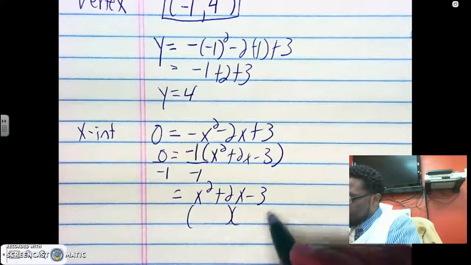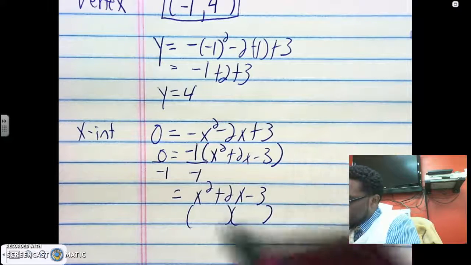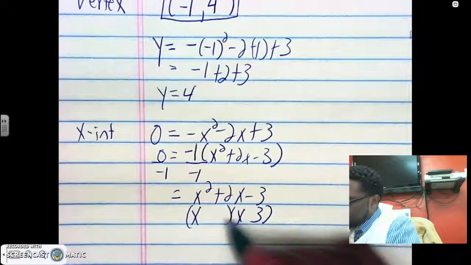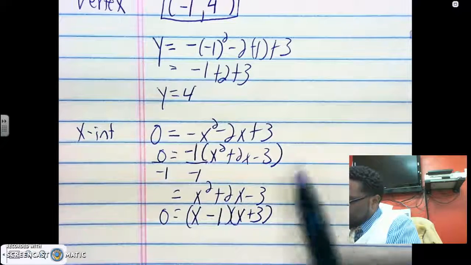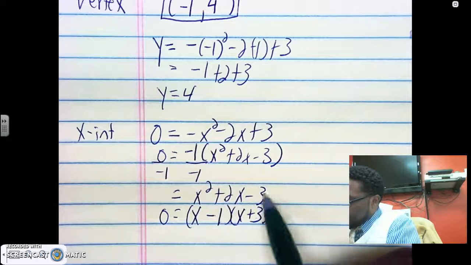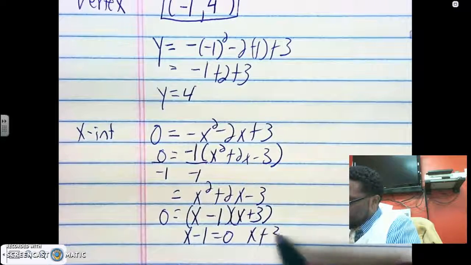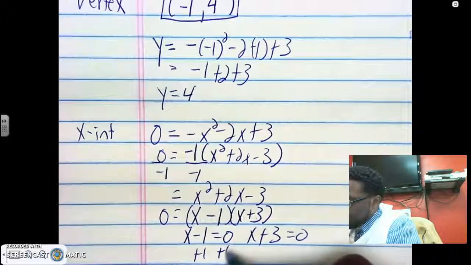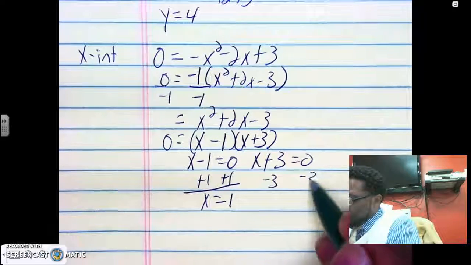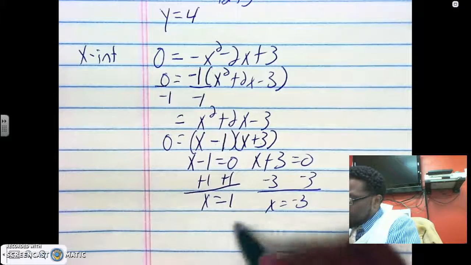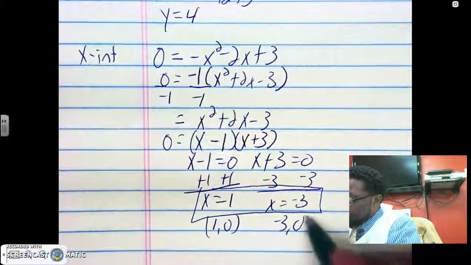And let's see if this factors. I could have, of course, multiplied everything by negative 1 up there. Okay, so that times that is negative 3, and that plus that, yep. And so then I take each one of those and set it equal to 0. Add 1 to both sides. Subtract 3 from both sides. And so there's your two intercepts. As a point, though, that's 1 comma 0. That's negative 3 comma 0.